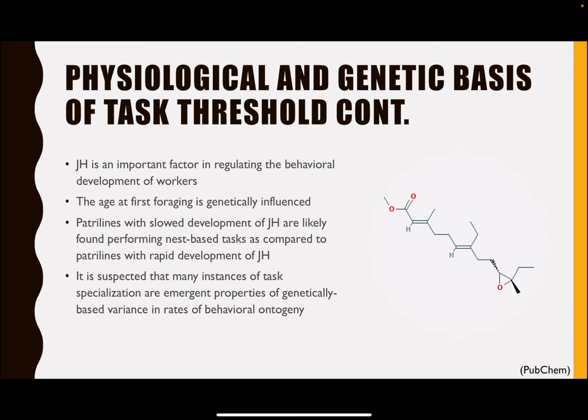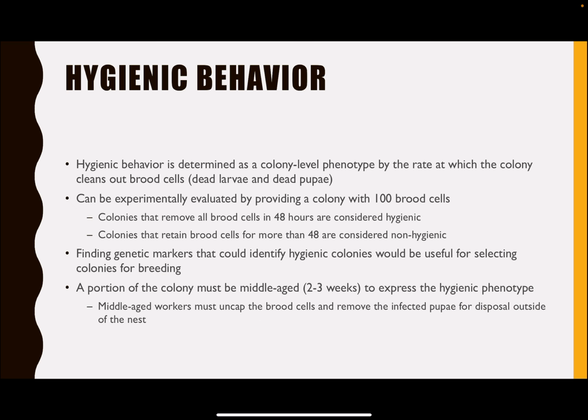It is suspected that many instances of task specialization are emergent properties of genetically based variance in rates of behavioral ontogeny. So moving on to hygienic behavior. Hygienic behavior is determined as a colony level phenotype, and this is based on how fast the colony cleans out the brood cells, which is dead larvae and dead pupae.